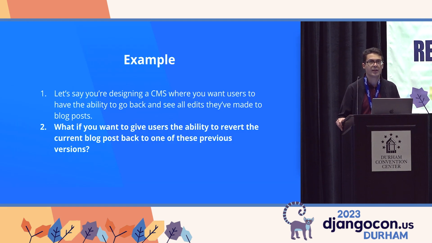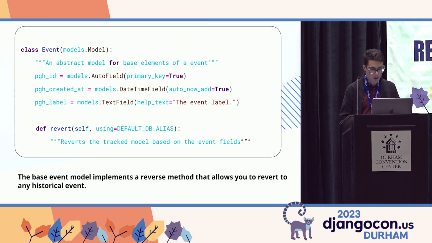But what if we want to give users the ability to then revert back to one of these previous blog posts, right? How can we do that? Well, what's super cool is actually the base event model. Basically every single event is going to be derived from this model, which has a revert method. So this revert method will return the original object type that this event is for, and will revert based on the chosen event, right? So this is pretty cool.